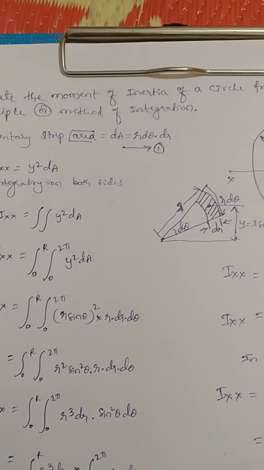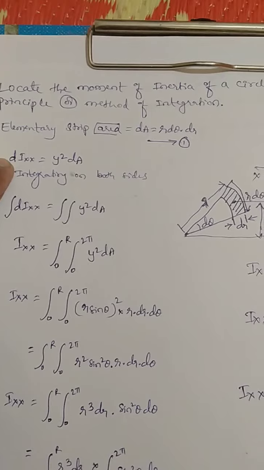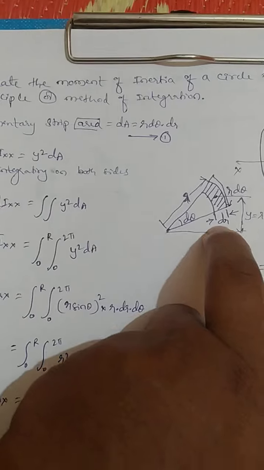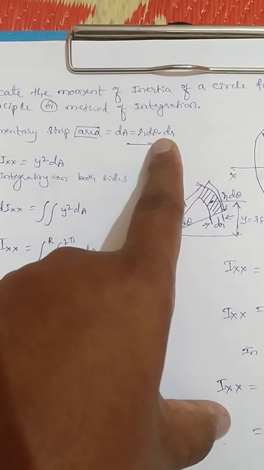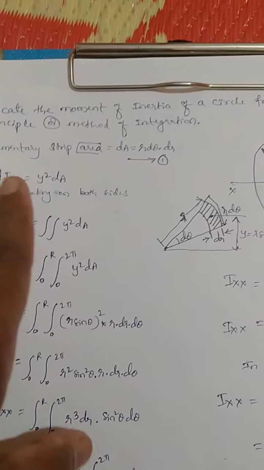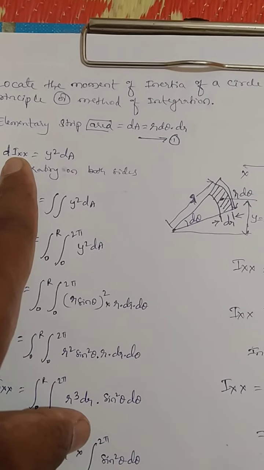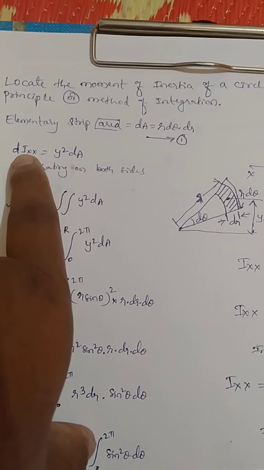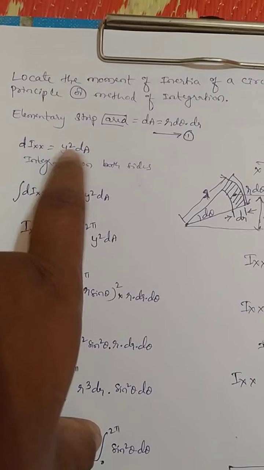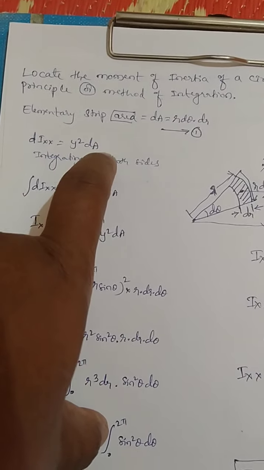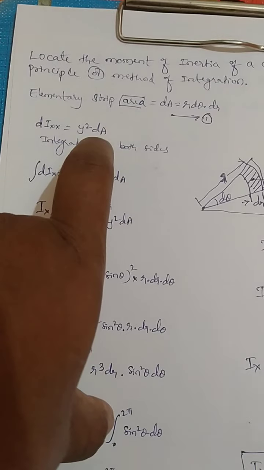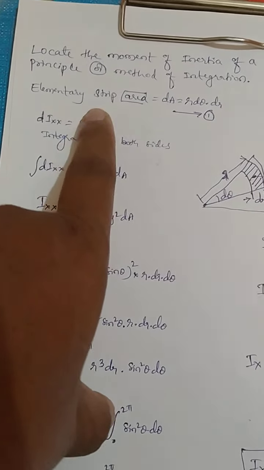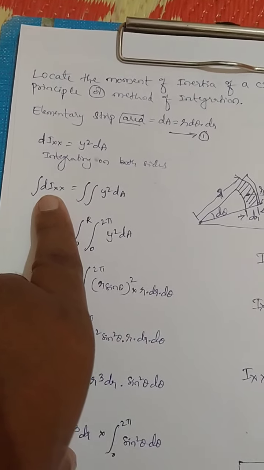In the first step, we are supposed to calculate the elementary strip area, dA. Look here, this width is r d theta, whereas the thickness is dr. So dA is r d theta into dr. Now the moment of inertia of this elementary strip can be written as dIx, the differential moment of inertia about the x axis, is equal to y square dA. This is the second moment of the elementary strip area about this diametrical axis. Now integrating on both sides.